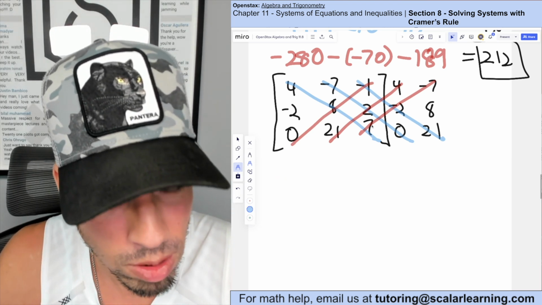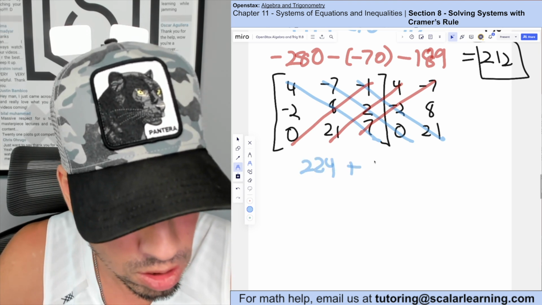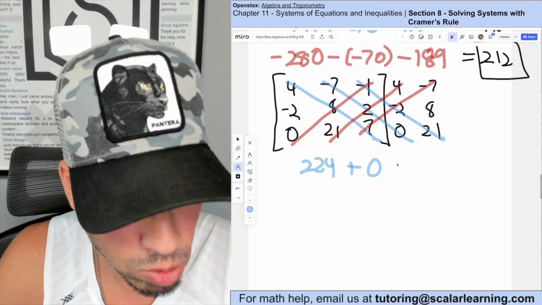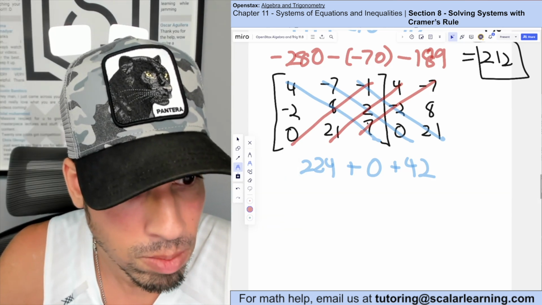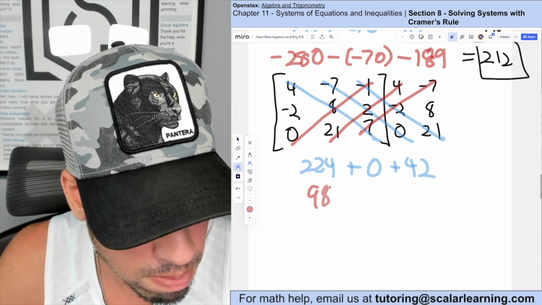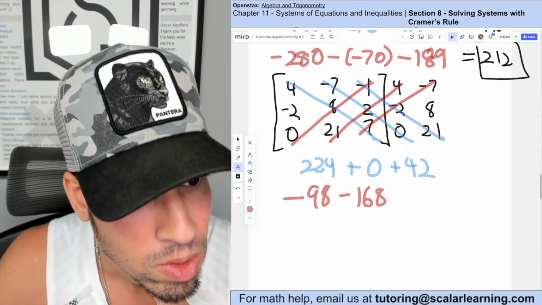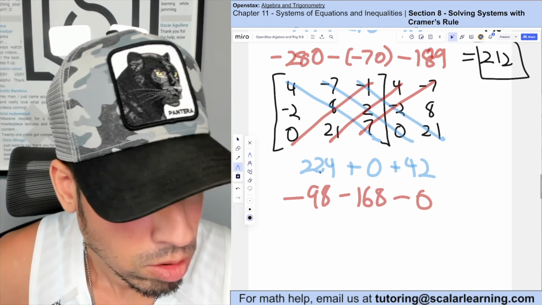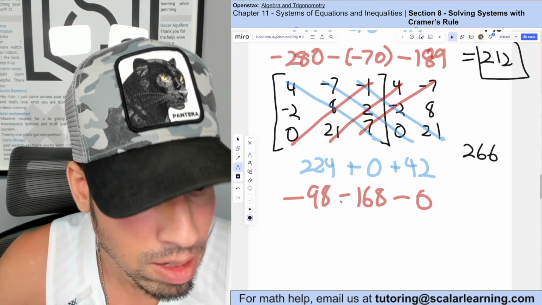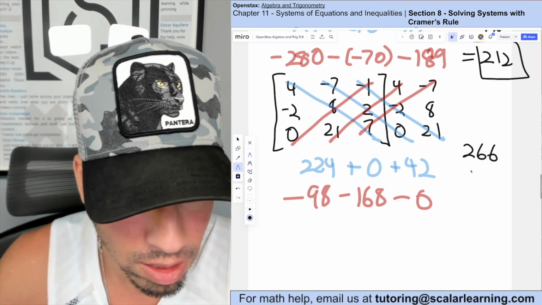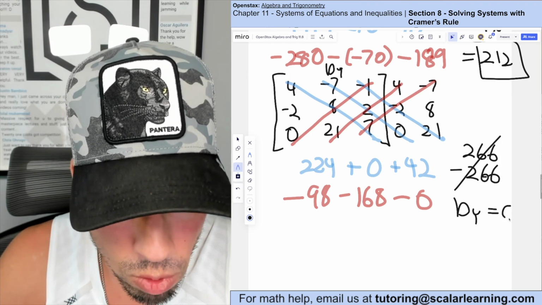So let's write that out. 4 times 8 is 32, times 7 is 224. Negative 7 times 2 times 0 is just 0. And then negative 1 times negative 2 is 2, times 21 is positive 42. And then we're minusing negative 7 times negative 2, that's 98, but we're minusing that. 4 times 2 is 8, times 21 is 168. We're minusing that. And then this times 0 is 0. So now we combine everything. The positive 224 and 42 is 266. And when we add this and this together, that's negative 266. So these cancel out to just a 0. So dy therefore equals 0.